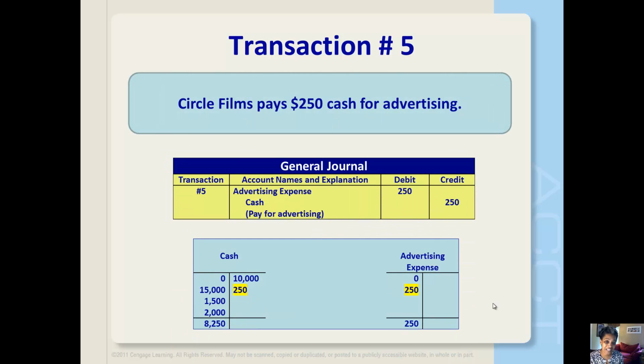Transaction number 5. Accounts affected, Circle Films is paying cash, so cash is decreasing, and then the decrease in cash results from Circle Films advertising its service, so their advertising expense is also increasing. Debits and credits, cash is an asset, so we're going to credit cash to decrease it, and then expenses decrease equity because they're lowering income. So debit the advertising expense account to increase it. And again, the journal entry and the posted ledger information are on the slide.